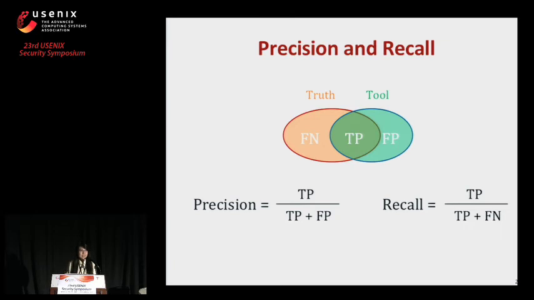Also, we compare precision and recall against Rosenblum and the rest of the other binary analysis tools. So we have precision, we have recall. If the precision is high, it means we can more accurately identify those functions. And if the recall is high, it means that we miss fewer functions.